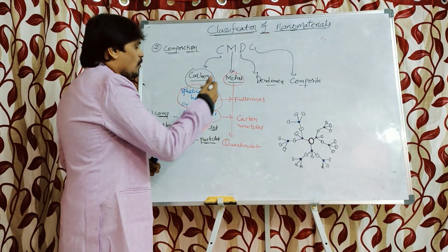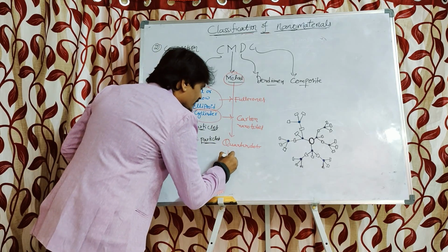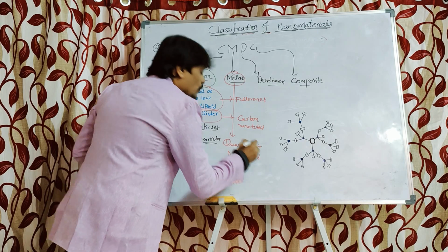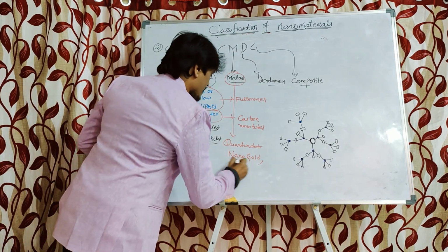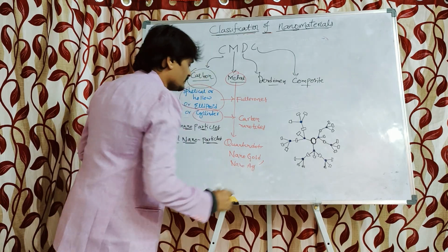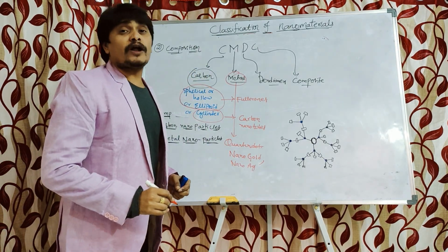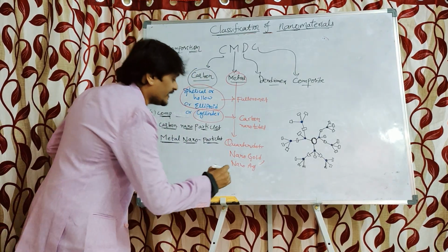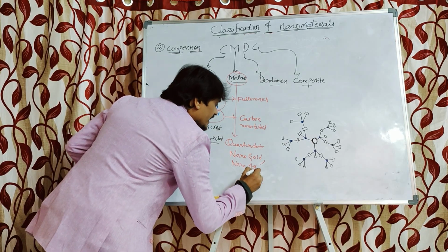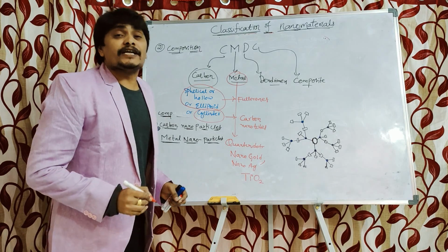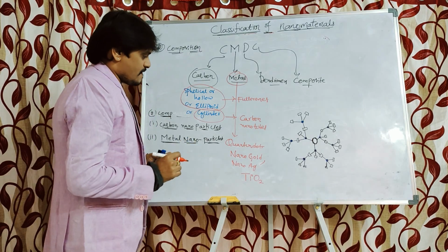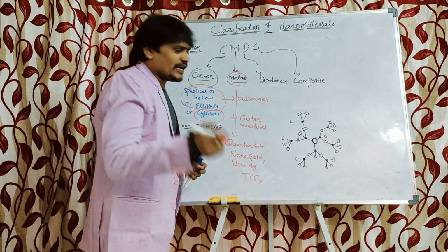Now, other than the quantum dots, even nano gold comes under this category. Nano silver comes under this category. And one of the metal oxides, TiO2, titanium dioxide, comes under this category. Now let us discuss something about titanium dioxide.